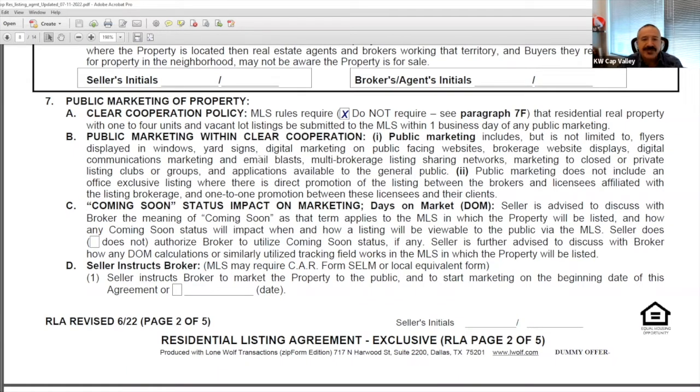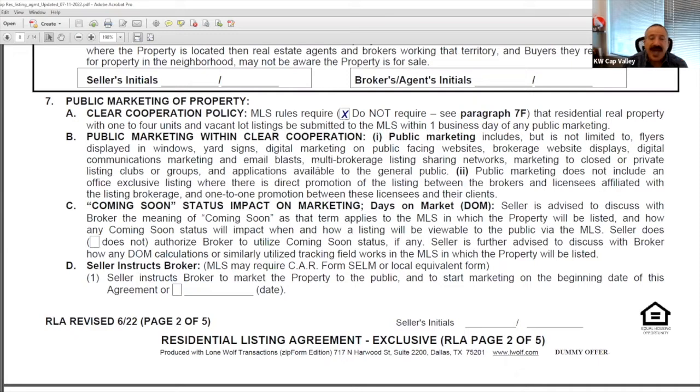Something that you should pay attention to here is on every listing form, you should always put an X under 7A, MLS rules require or do not require. Our MLS does not participate in the clear cooperation policy. And I'm not going to go into too much detail on this. What I will say is that the clear cooperation policy was thought of, I believe, by NAR, and they tried to get most of the MLS systems to adopt it.